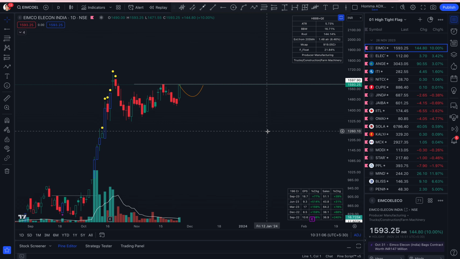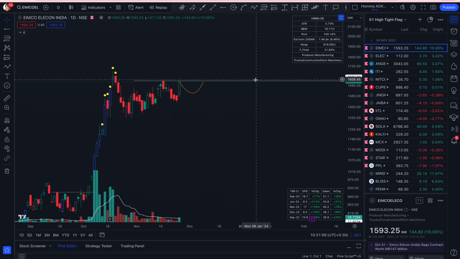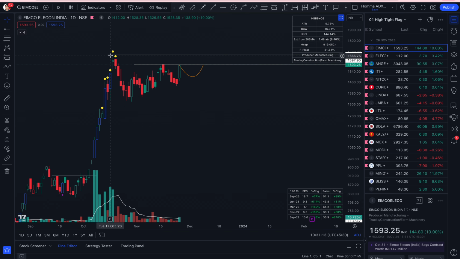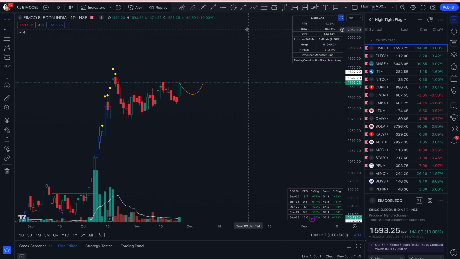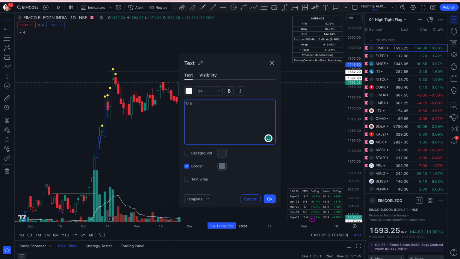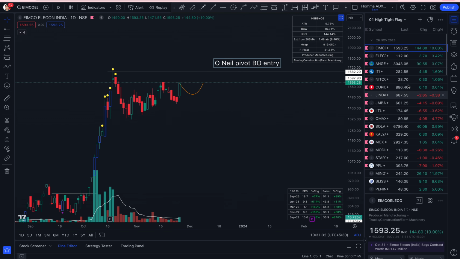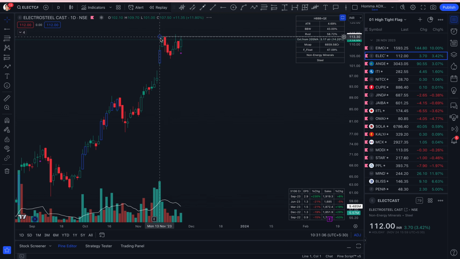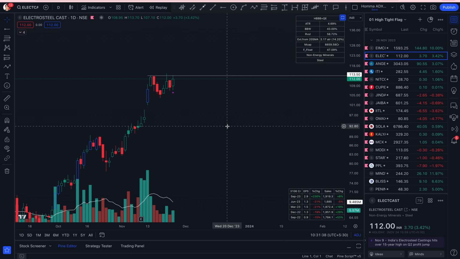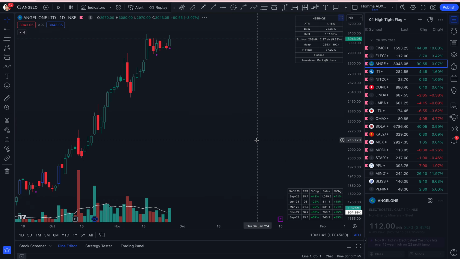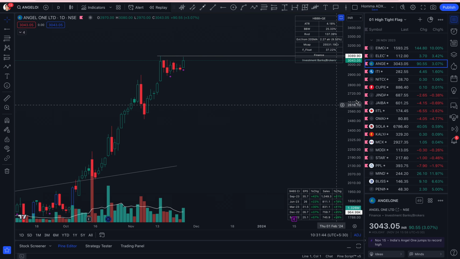So the first entry is the O'Neill entry. The O'Neill entry is basically if you put a line at the top of the pole. So if this is the pole, any breakout above the highest high of the pole will be an entry, and that we call the O'Neill pivot breakout entry, right? And this entry will be open in all the high tight flags. So Electrotherm right now is at the O'Neill breakout entry.